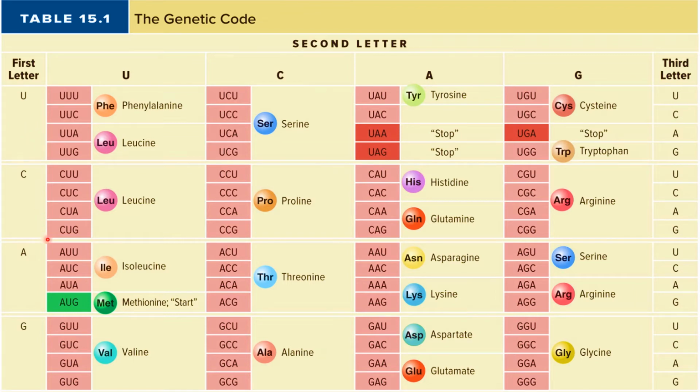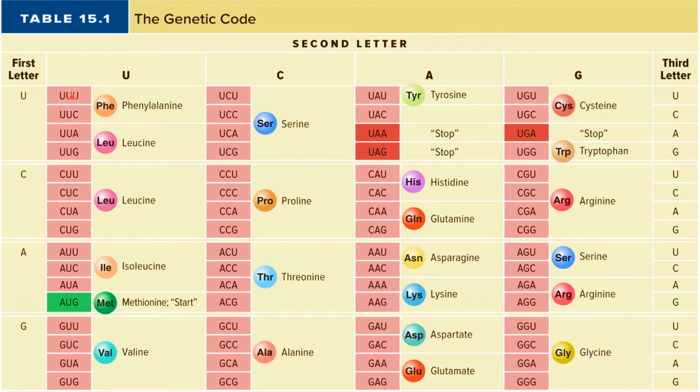So the first letter can be U, C, A, or G. The second letter can be U, C, A, or G. And the third letter, guess what, can be U, C, A, or G. Okay, you can only have those 4 letters, but you can have a ton of combinations, as you see here. Okay, so here, first letter U, second letter U, third letter U, that gives you UUU, and that's the codon for phenylalanine. The 3-letter designation is PHE. You don't have to remember that. You'll get a copy of the code. But this UUU will only code for phenylalanine. Nowhere on this chart are you going to find UUU coding for anything else.